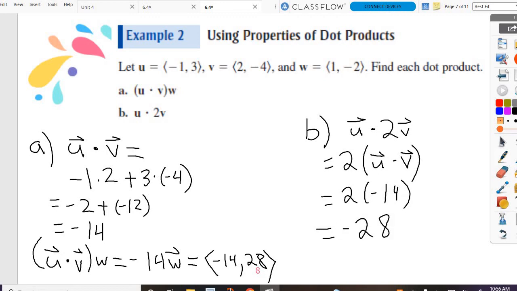So that's why sometimes our properties can make our lives a little bit easier if we already have some information that we can use.